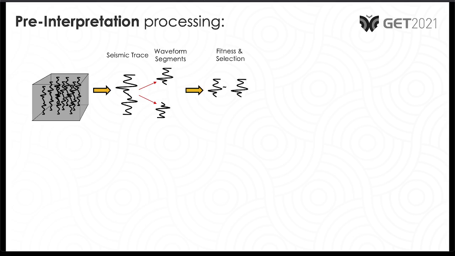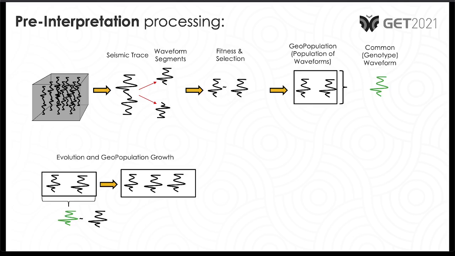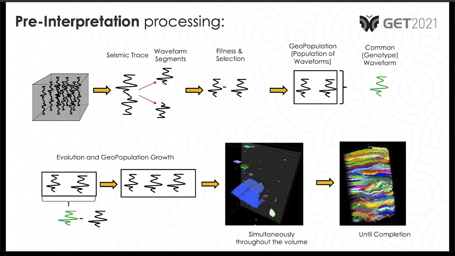How it works: the 3D volume is automatically segmented and organized into waveforms, which are equivalent to genes, if you like. These waveforms start to join together into populations, called geopopulations here, based on their genetic and spatial compatibility. Each population of waveforms has a common waveform, which we call the genotype, that continually evolves as new trace waveforms are added to the population, and the evolution continues until a minimum fitness threshold is reached, and all the horizons are extracted from the volume.